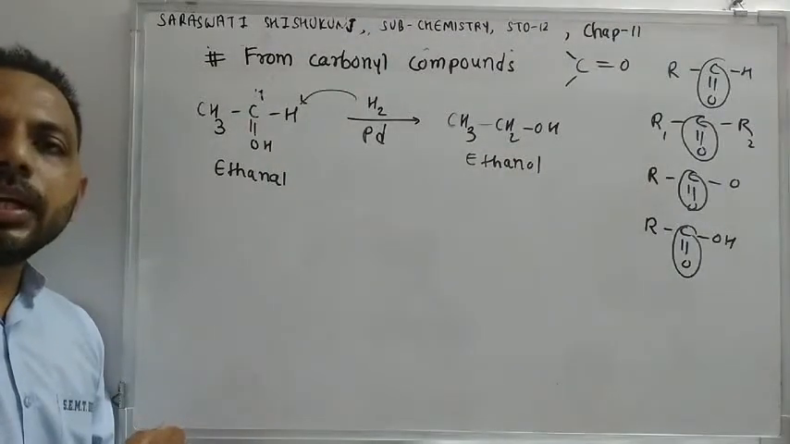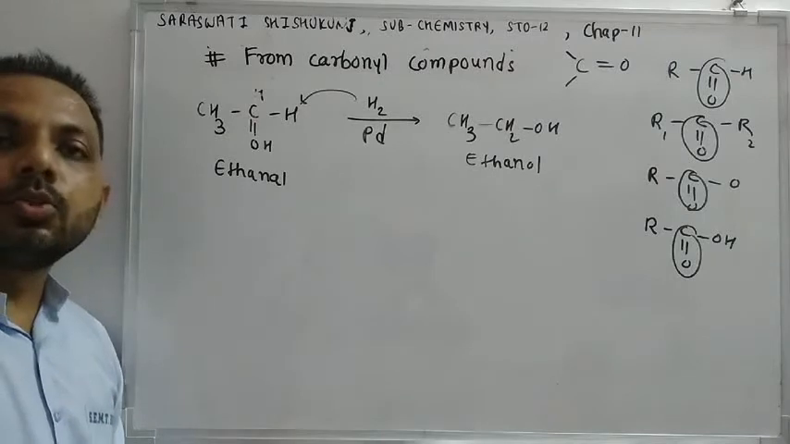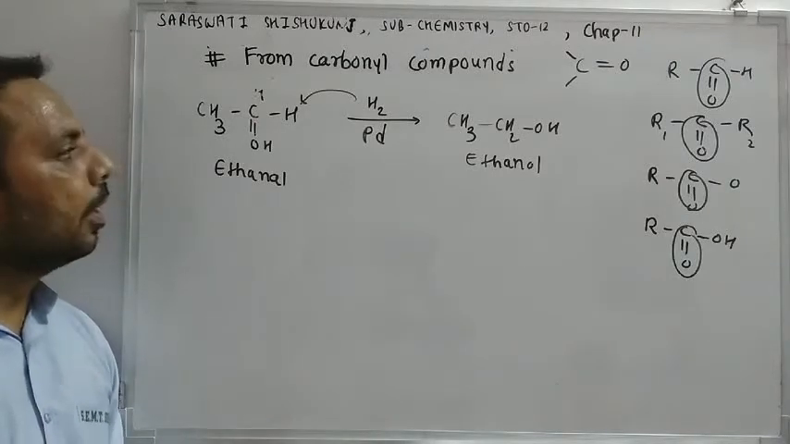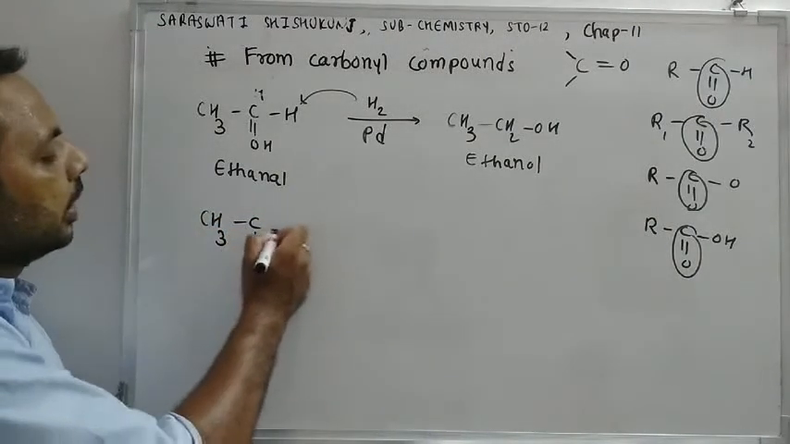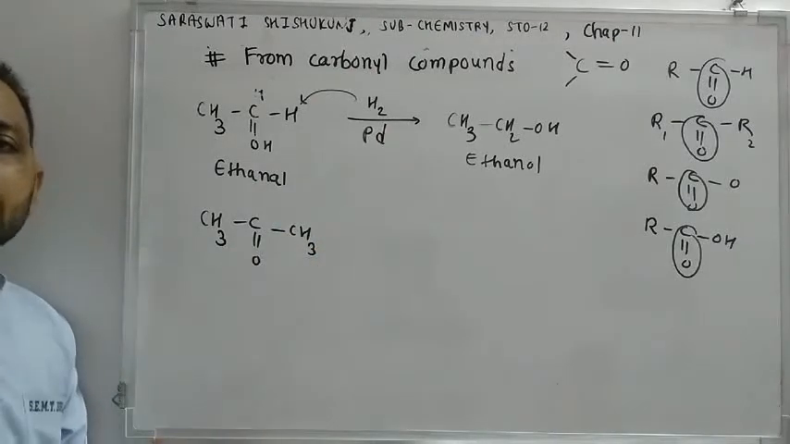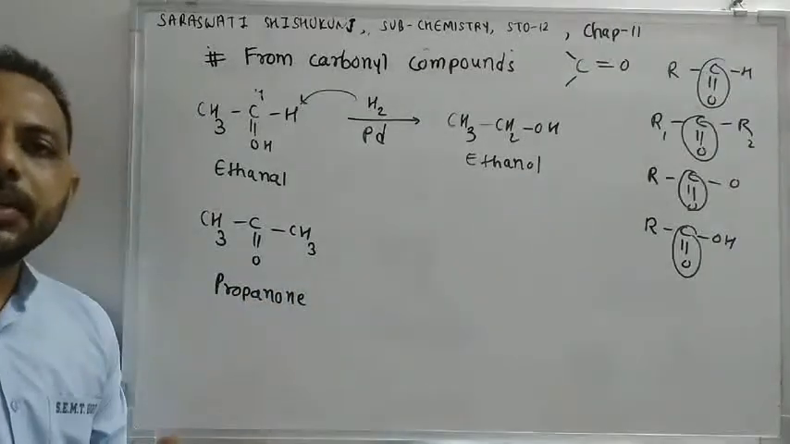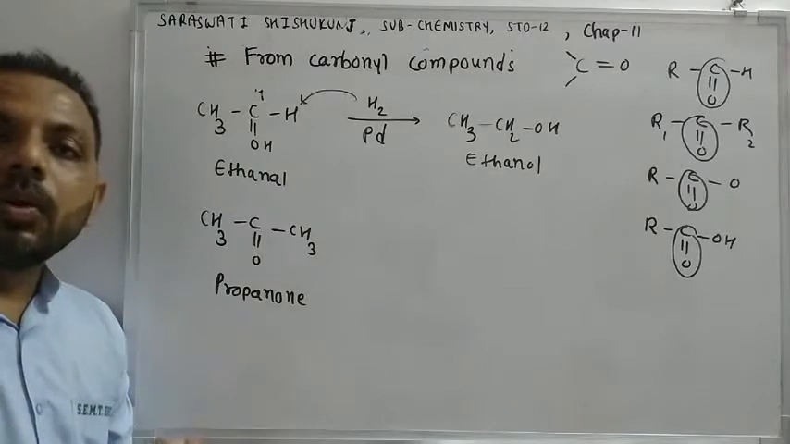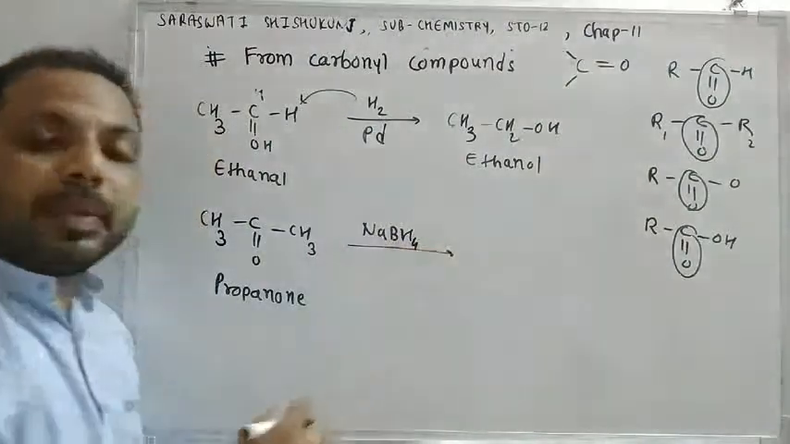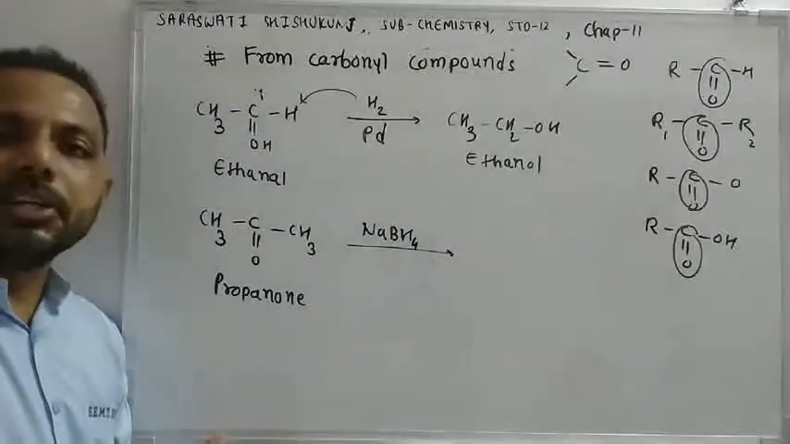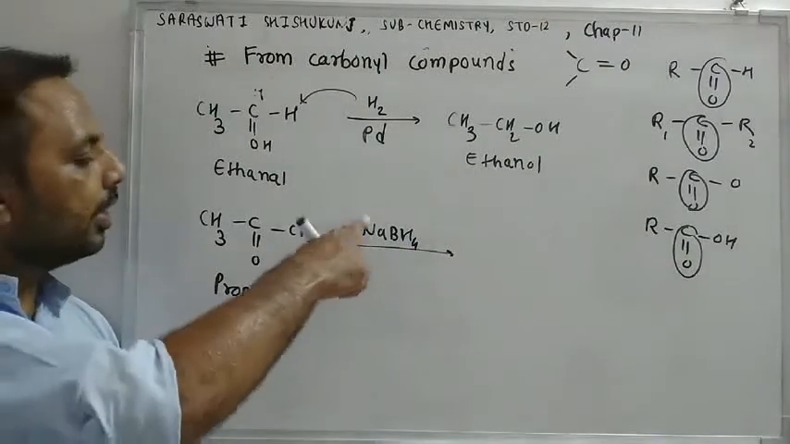This reduction reaction is also carried out by two most important reducing agents, NaBH4 and LiAlH4, sodium borohydride or lithium aluminum hydride. Now for the reaction of ketone, let's say CH3COCH3. This is propanone or acetone. It can be reduced with NaBH4 or LiAlH4. We are writing NaBH4. LiAlH4 is the strongest reducing agent. A reducing agent is a compound which can reduce another compound. So it will reduce this compound.